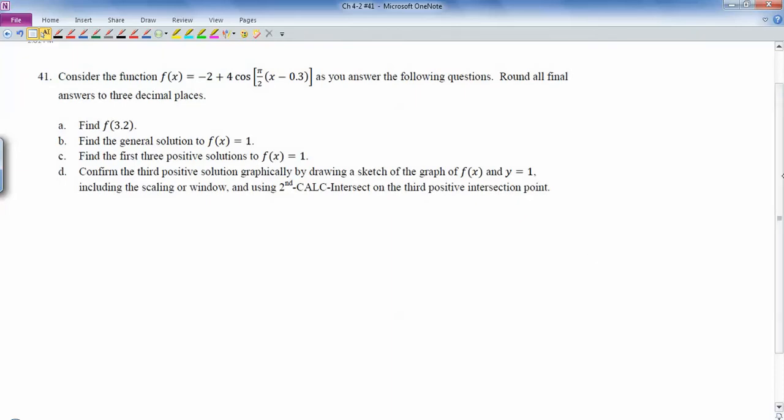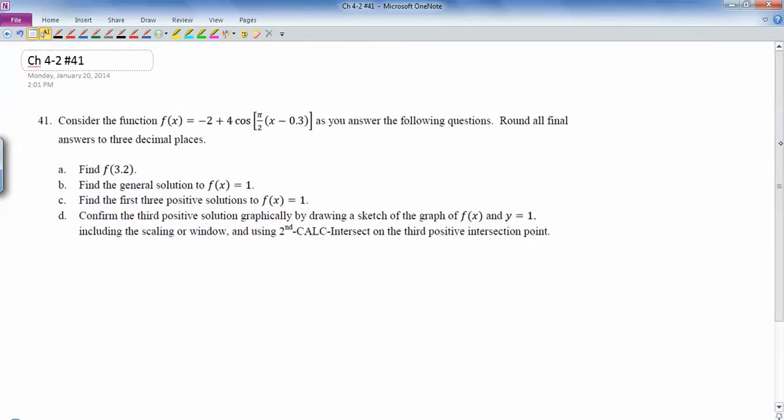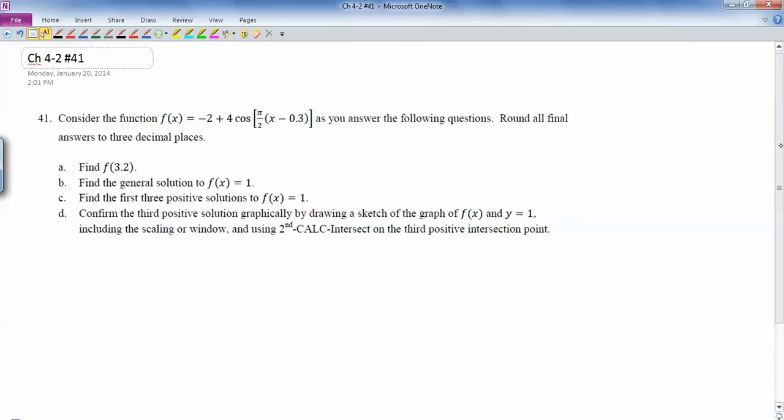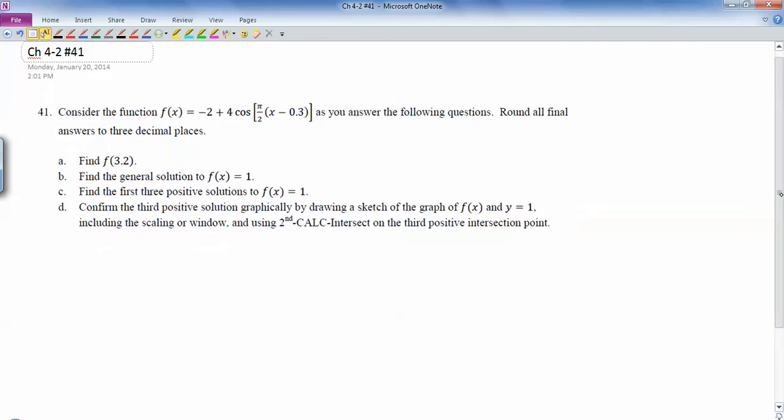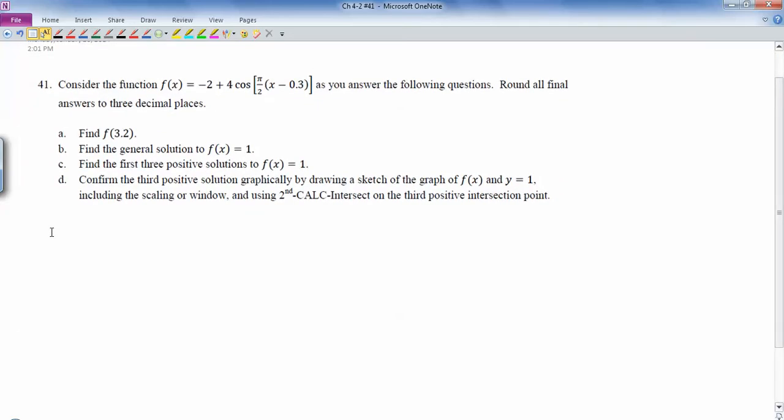Okay, so this is number 41 from chapter 4 too. And this is another essentially solving trig equations problem. And so we're given this ugly equation, and let's take a look at part A. So find f of 3.2. For this, by the way, notice the pi over 2 here inside the equation. That implies radians. So we're going to do this problem in radian mode.